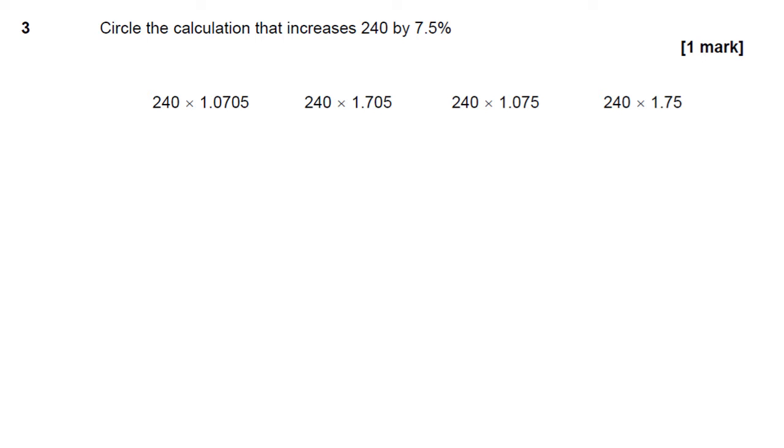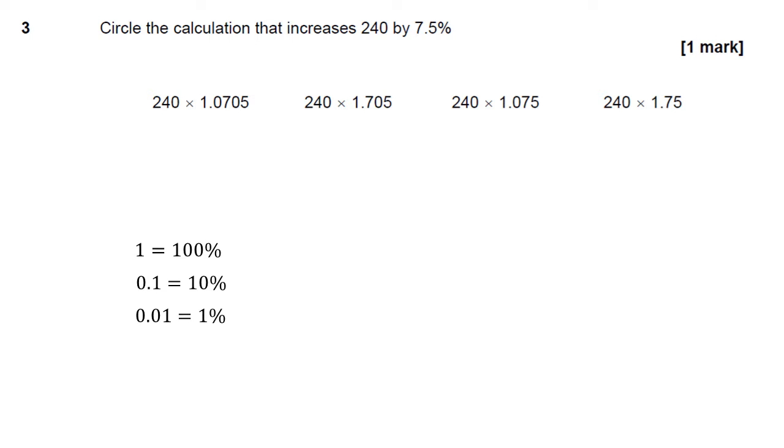Question 3. Circle the calculation that increases 240 by 7.5%. So we need to work out what 7.5% is as a decimal. So remember that 1 is equal to 100%. So dividing these by 10, 0.1 must be 10%. So 0.01 must be equal to 1%.